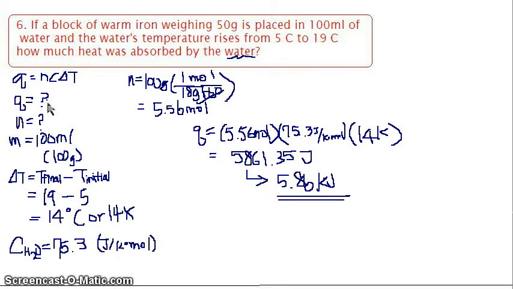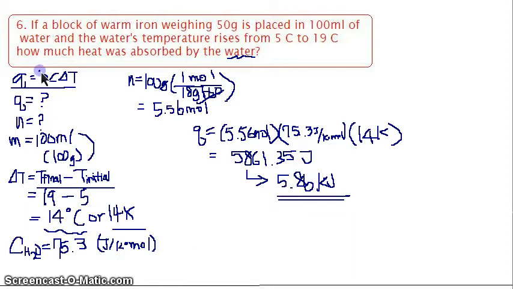So the basic equation to finding the heat is Q equals n C delta T. We were given the volume of water, which was 100 milliliters. We could change that into 100 grams because it's water. And delta T, we can find through the final temperature minus the initial temperature, which was 19 minus 5. We get 14 Celsius, or it could be 14 Kelvin, because when it comes to differences, it doesn't matter. And the molar heat capacity of water is 75.3 joules per Kelvin mole.